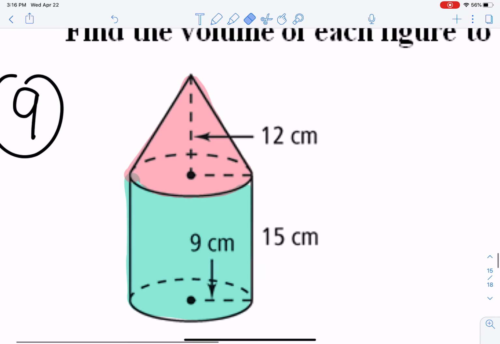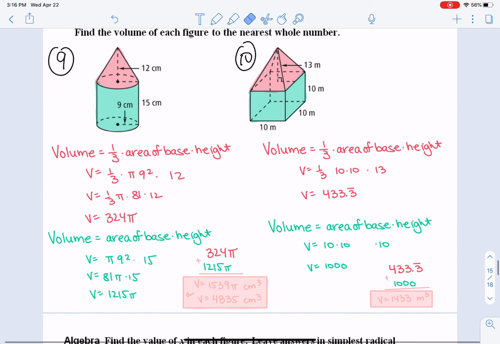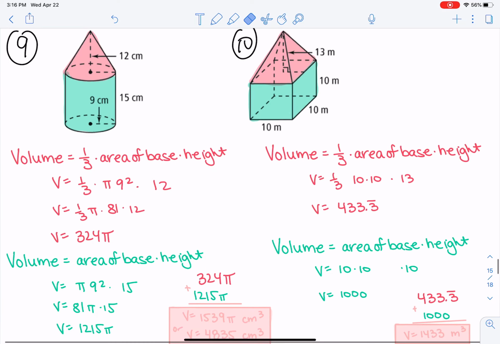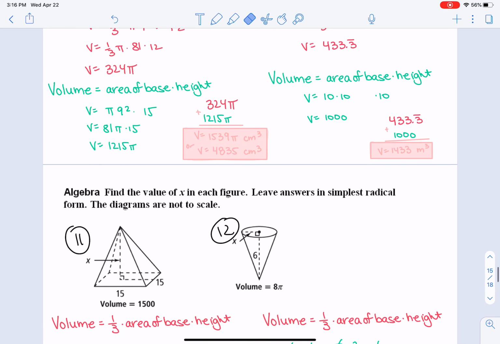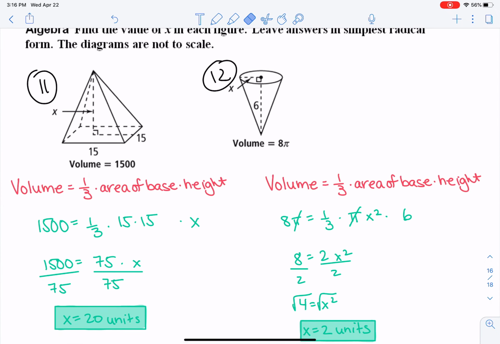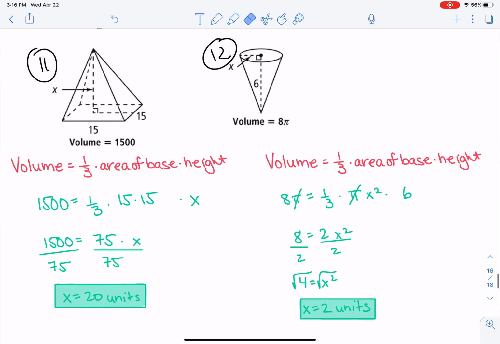Here's number 9, and here's the answer. Here's number 10, and here's the answer. Here's number 11, and here's the answer. Here's number 12, and here's the answer.